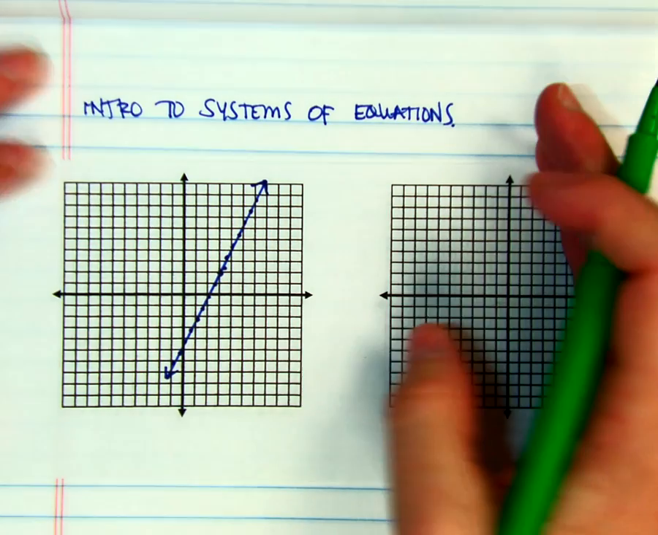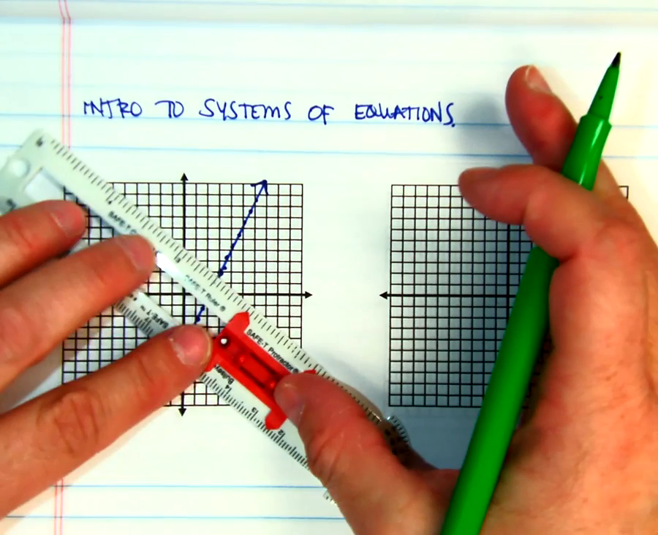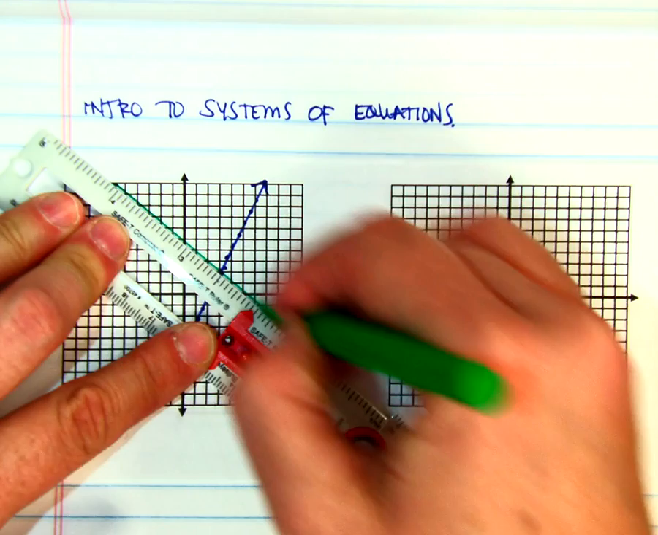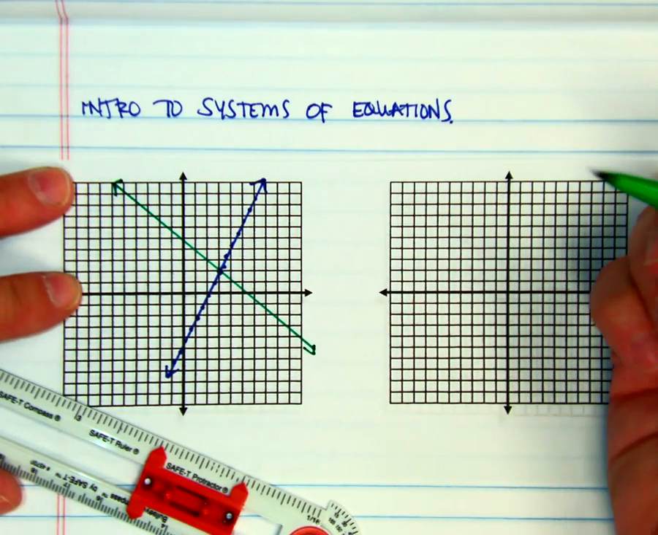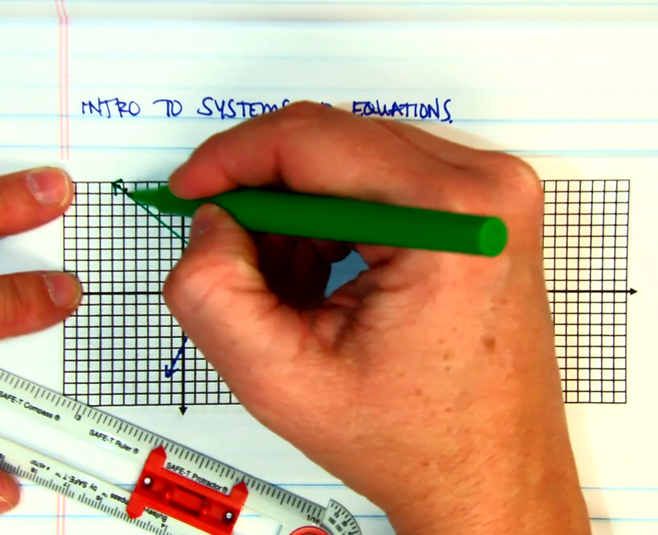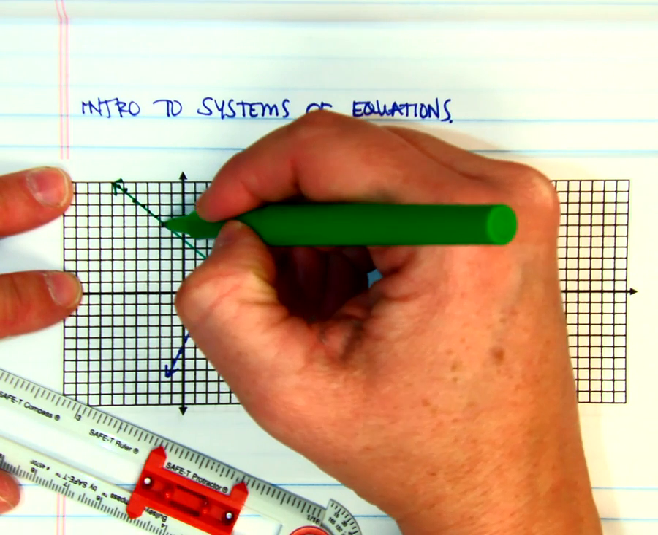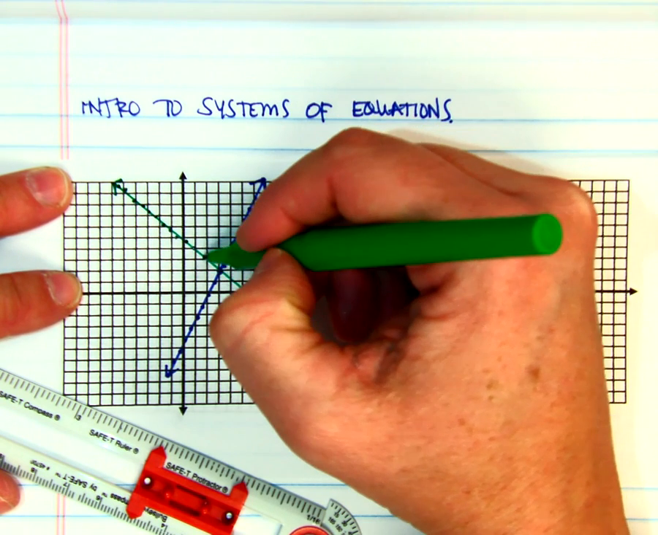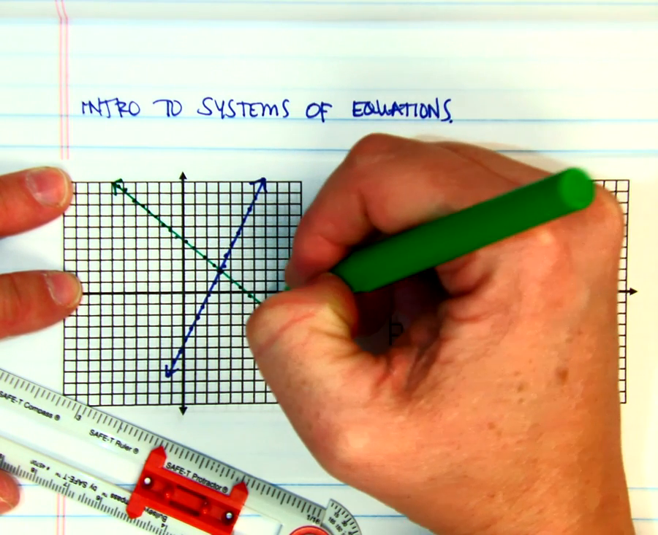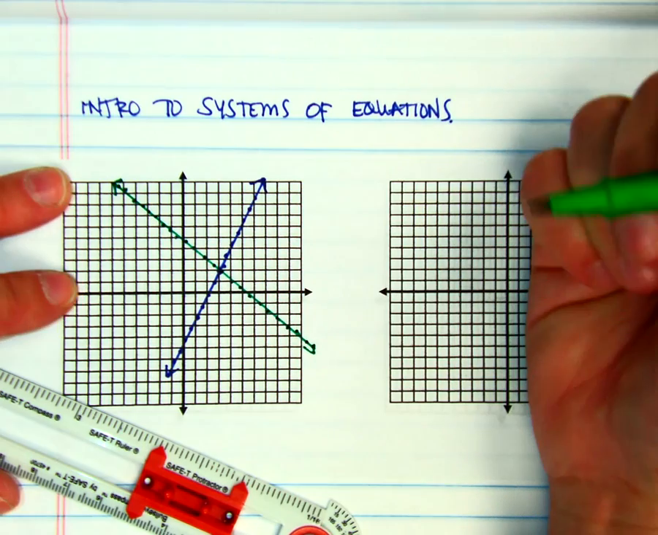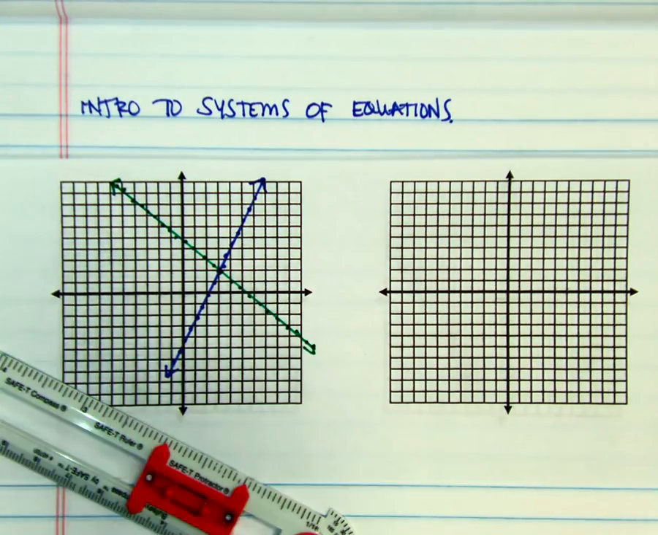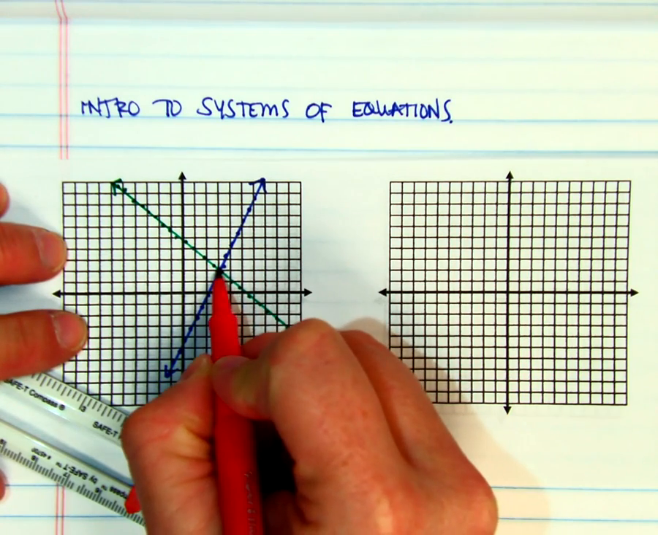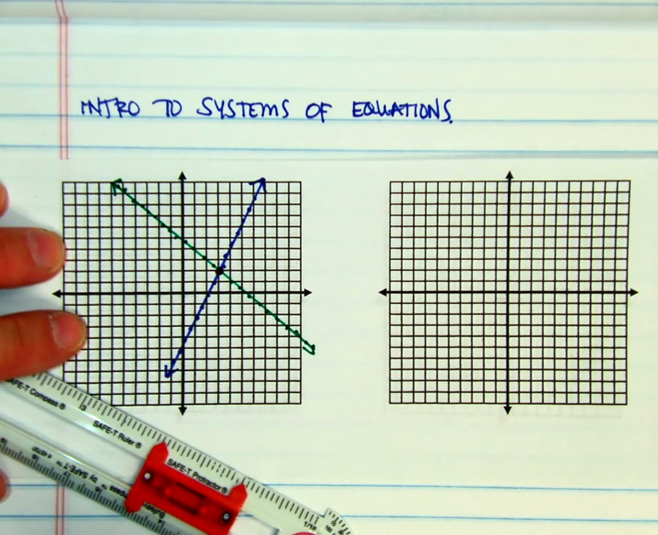What changes is now we're going to have another line zipping through there. So then on this green line, all of these points that form that line are solutions to that linear equation. What you are looking for is the one point that they both have in common.